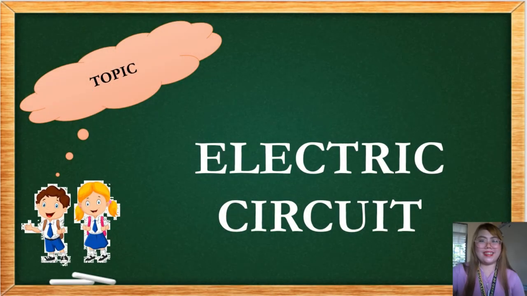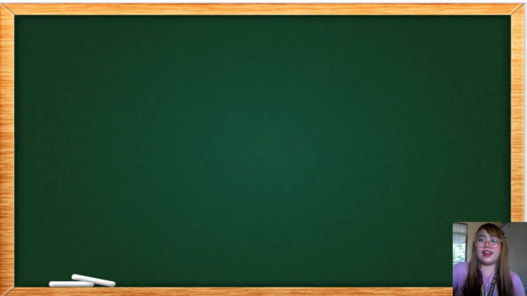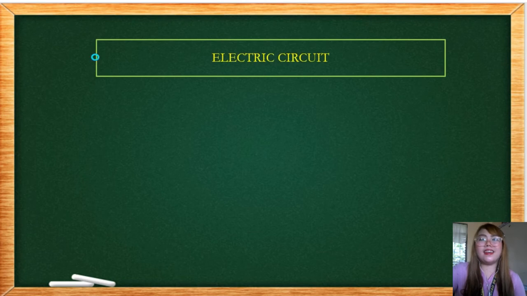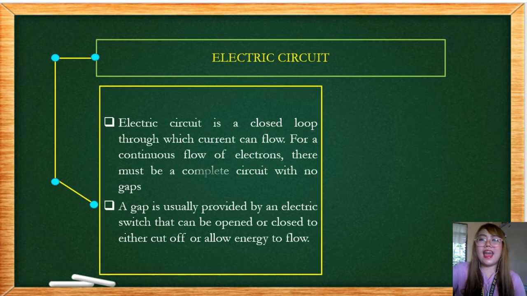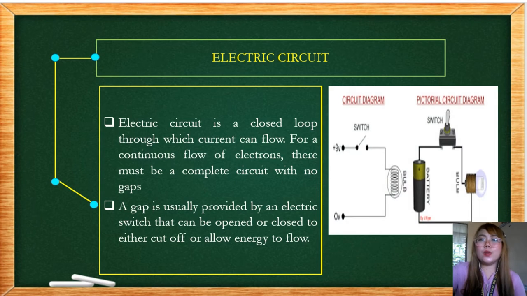Back, learners. This time, we will discuss about electric circuit. In this lesson, we will explain more about circuit, types of circuit, and their distinctive properties, including their advantages and disadvantages when used at home. Now, how would you describe an electric circuit? Yes, you are right. Electric circuit is a closed loop through which current can flow.